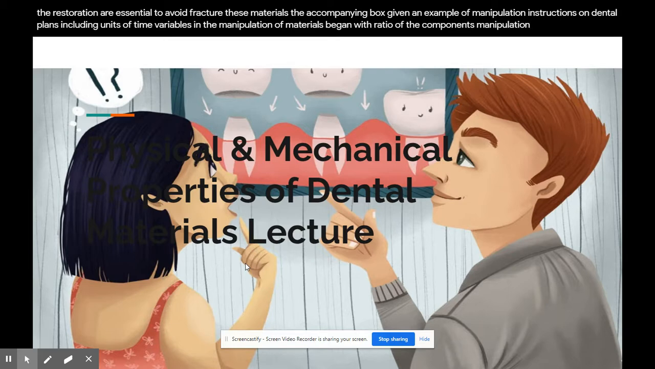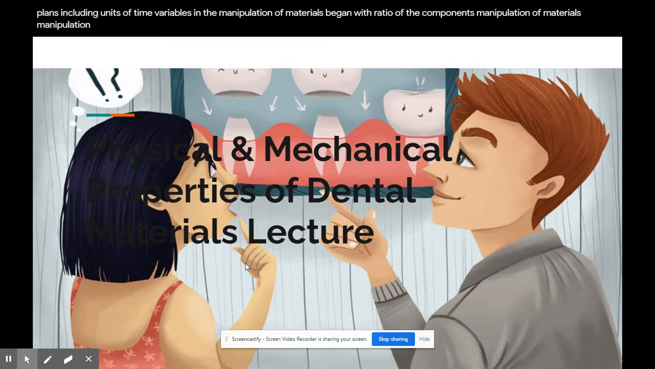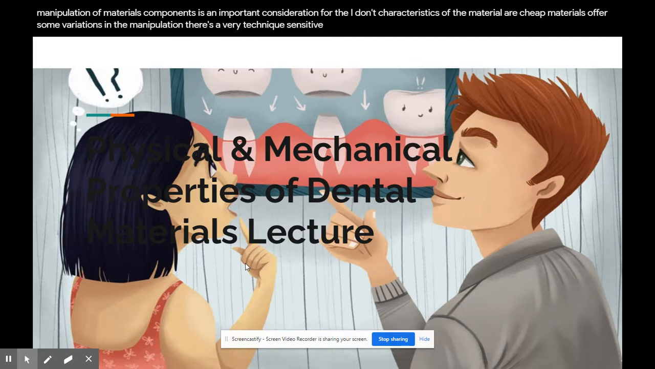Manipulation of materials. Manipulation of material components is an important consideration for the dental auxiliary. It is through this manipulation that the final characteristics of the material are achieved. Some materials offer some variations in their manipulation. Others are very technique sensitive, and even the slightest variation will have a detrimental effect on the final product. Variables in the manipulation of the material begin with the ratios of components.